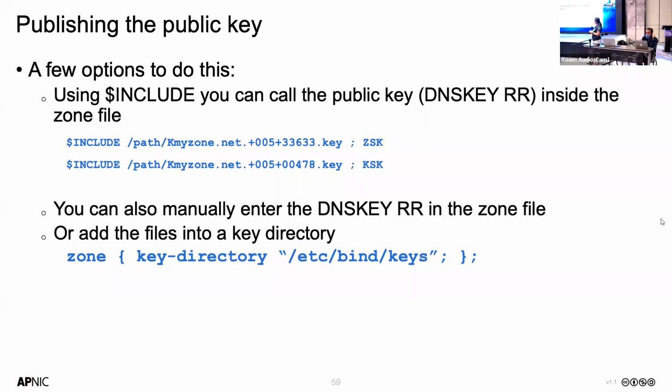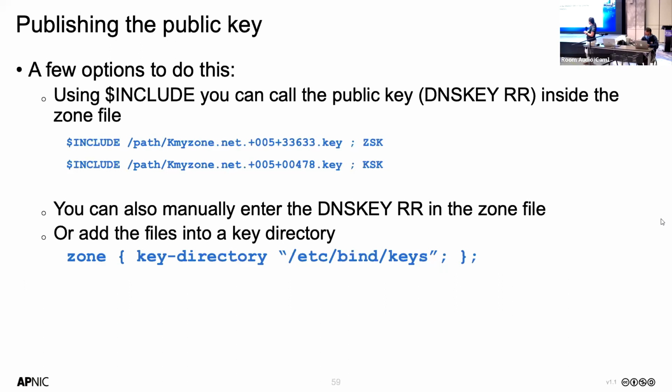There are a couple of ways to do that. You use the include directive. With the include directive, you're pointing to a file that contains that information because you've already generated the public key, right? So you can keep that in that file and then just point to the location of that file using a $INCLUDE directive. The other option is to manually add or include the contents of that into your zone file.